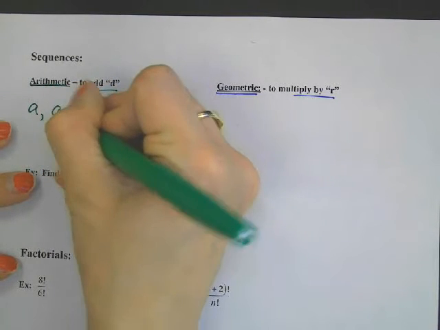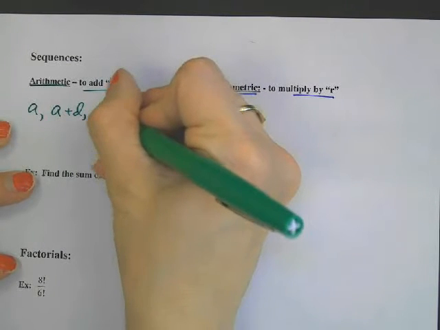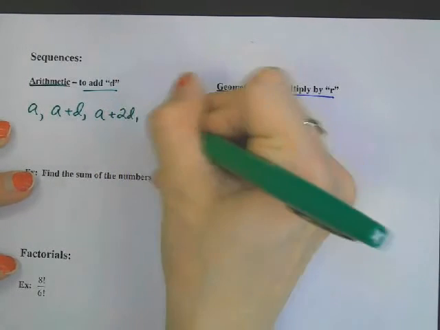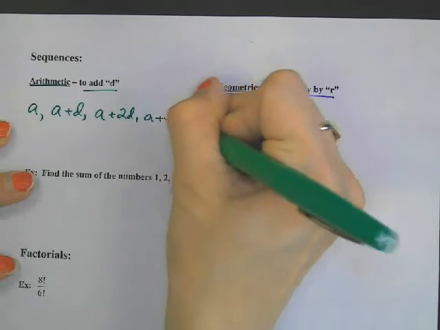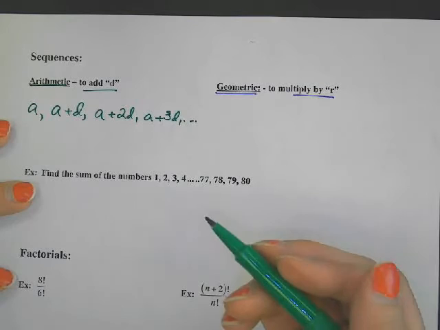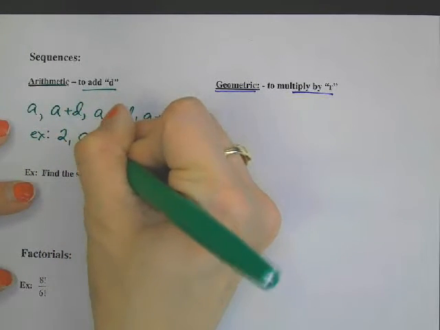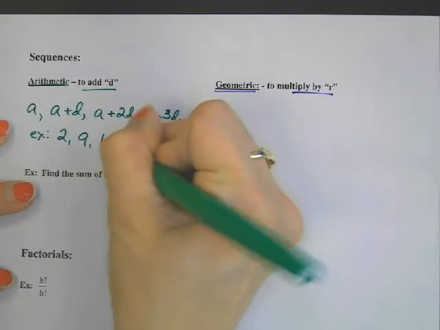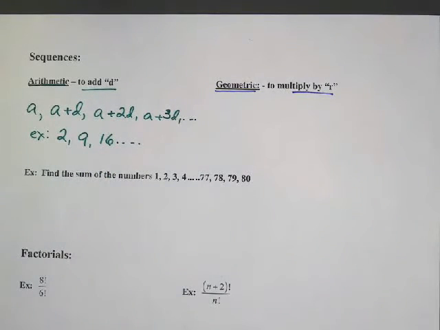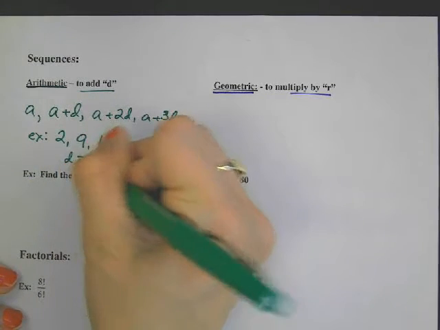Then the next term is going to be a plus d. Then the next term would be a plus 2d, and then a plus 3d, dot, dot, dot. So that's an arithmetic sequence. Let me show you an example. What if it has 2, then 9, then 16, dot, dot, dot? Okay, so looking at this, what's the d that they keep adding?